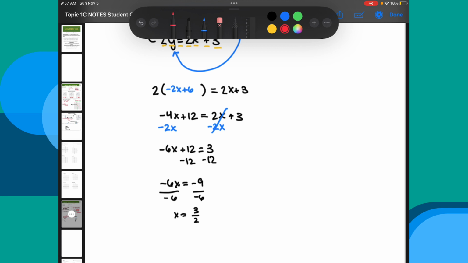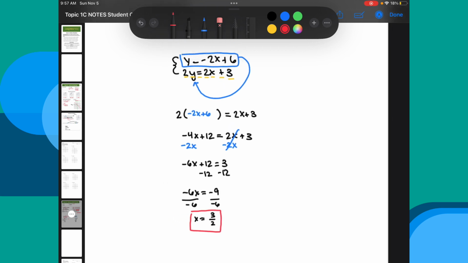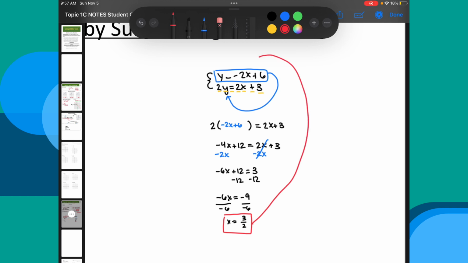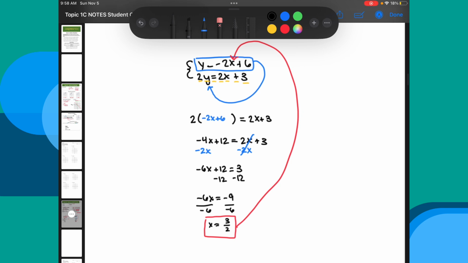Now that we have one variable, now we're going to take that variable, and I always plug it back into the square that I've already made. So we're going to plug it back in for x, or substitute it back in. So we have y is equal to -2. I'm substituting for the x, so I put parentheses where the x is, and then plus 6. In that parentheses, I'm going to put that 3 halves. We're going to solve for y, and y is equal to 3.